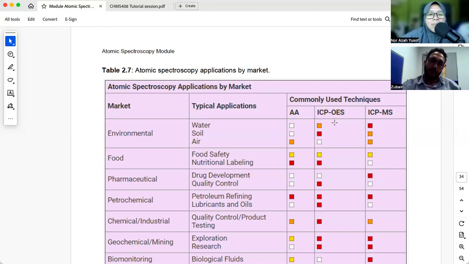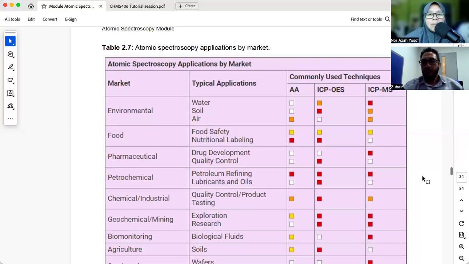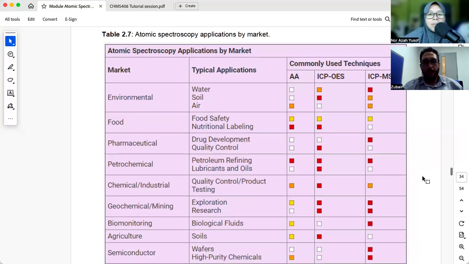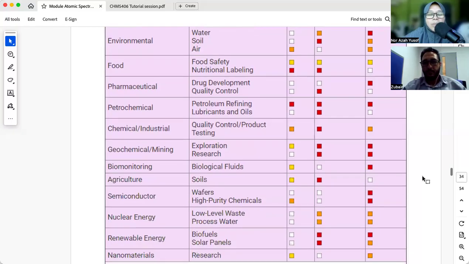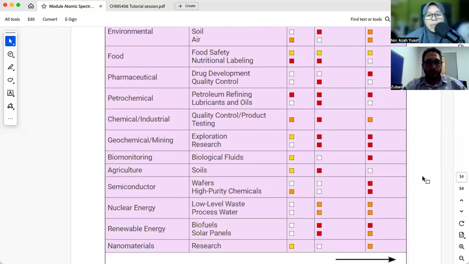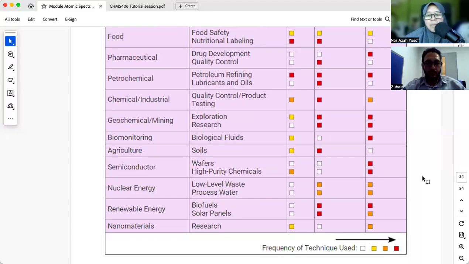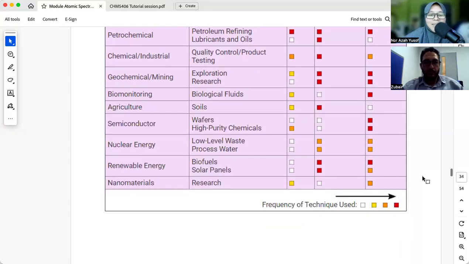So you can see environmental should be water. AA. Soil is difficult, so ES. So this is pharmaceutical, right? In your case, you want to do analysis of potassium, so AAS is okay.